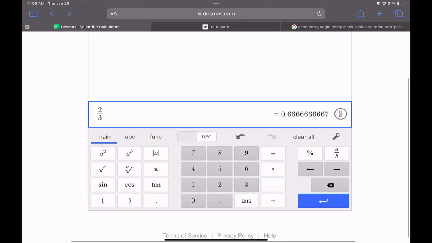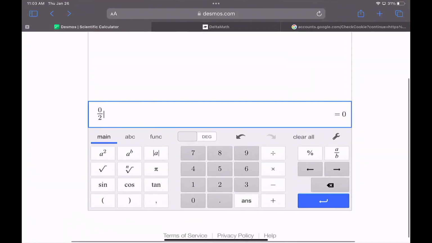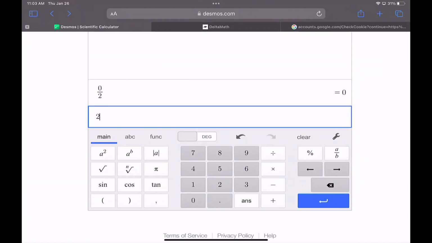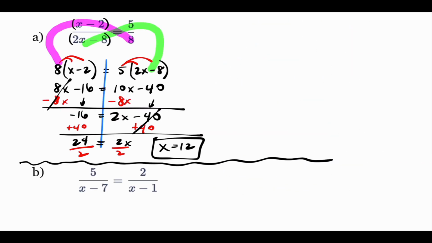Watch, I'll do both. 0 divided by 2. Calculator just says it's 0. But if I flip them, 2 divided by 0, my calculator says undefined, meaning there is no number. Doesn't exist. Some calculators will say error, right? Because you can't have 0 on the bottom of a fraction. Can't have it. So that's what we have to check our answer for.